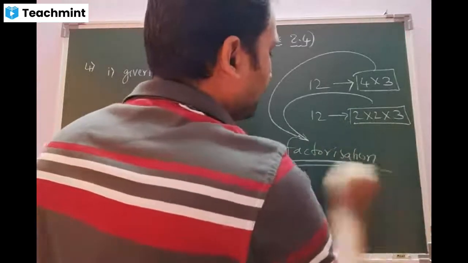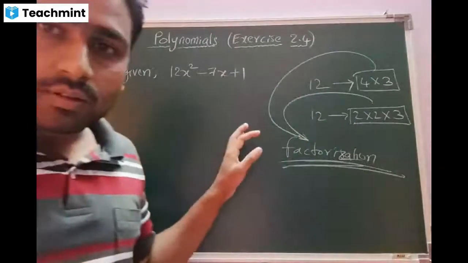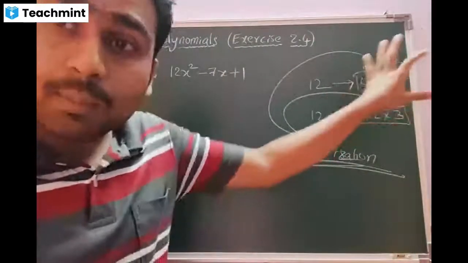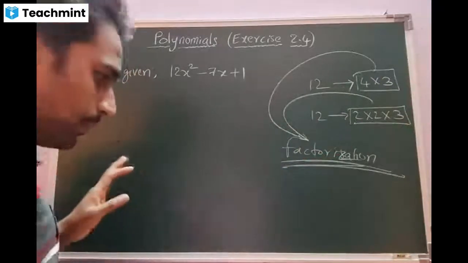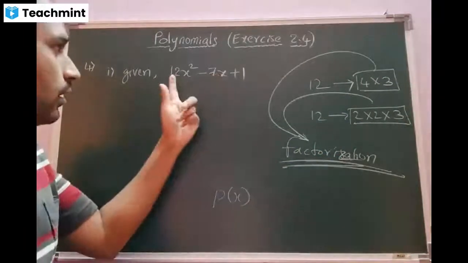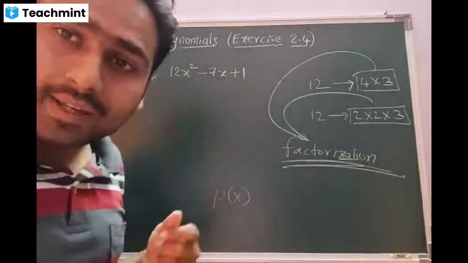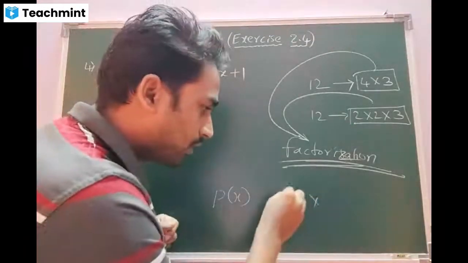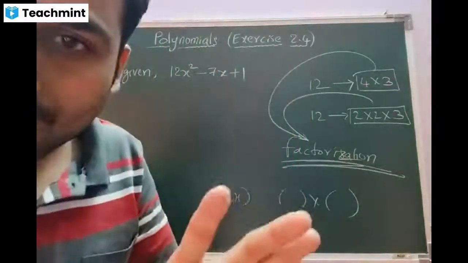What is the concept? This is for numbers. Now the same thing is applicable to polynomials. They will give you one polynomial P of x. Here they have given 12x square minus 7x plus 1. It has to be written in the form of a product of one factor into another factor. Got the concept?